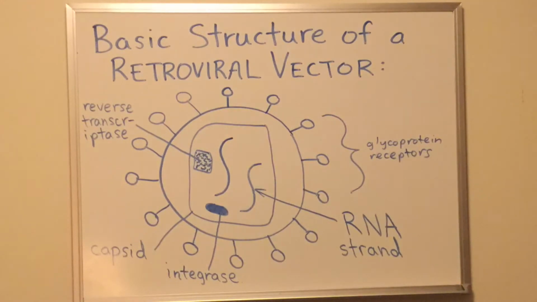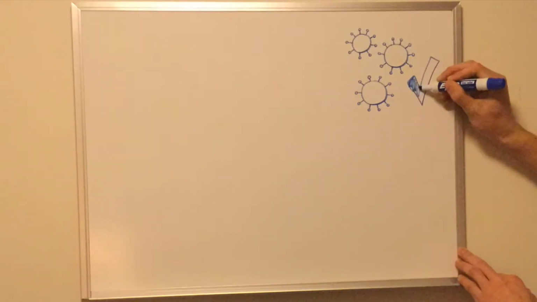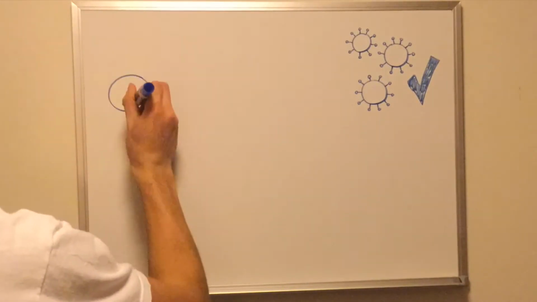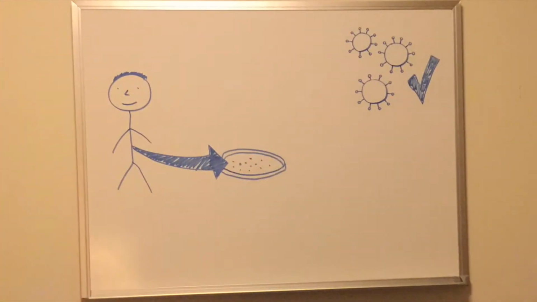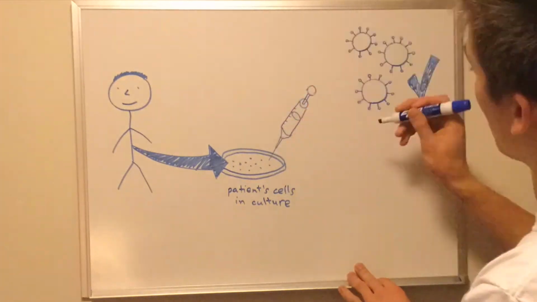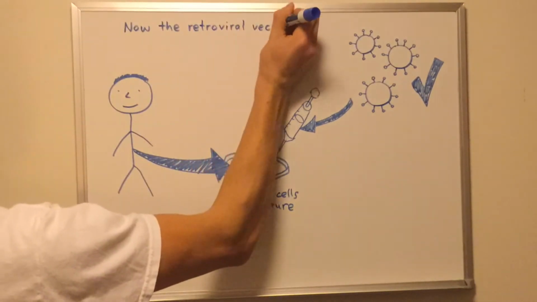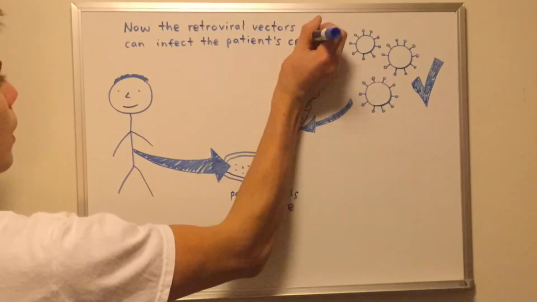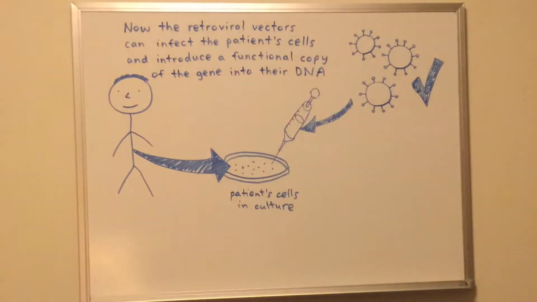Alright, now it's time to put this vector into action. Let's say we have some retroviral vectors that have been modified in the lab to carry a gene that a patient needs. Then, we will take a sample of cells from the patient and put it into culture. Next, we will inject some retroviral vectors into the culture. Now the retroviral vectors can infect the patient's cells and introduce a functional copy of the gene into their DNA.